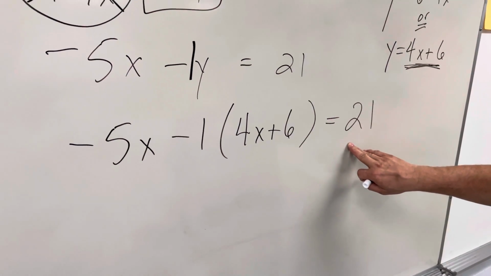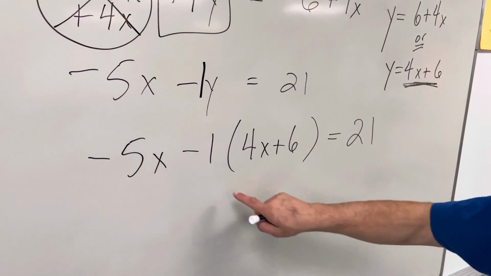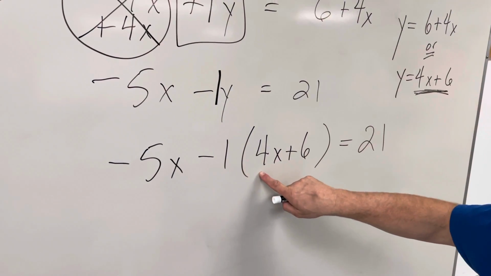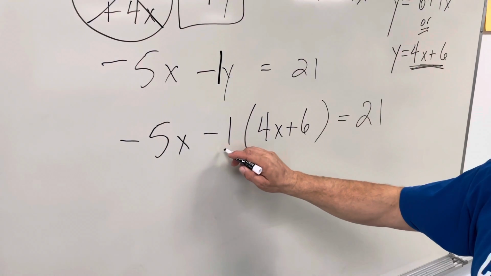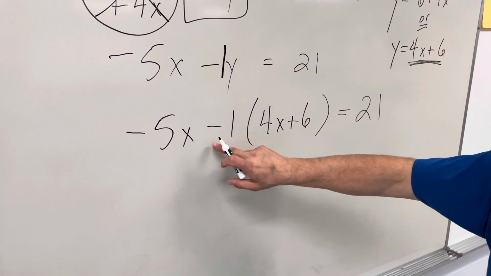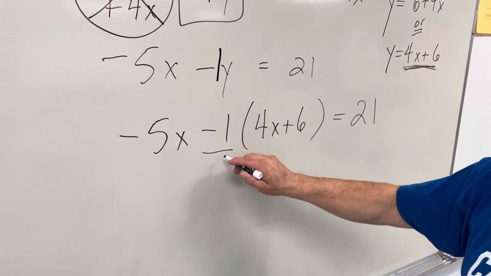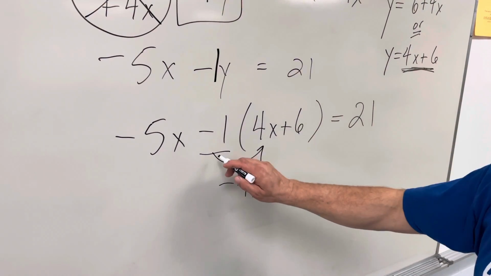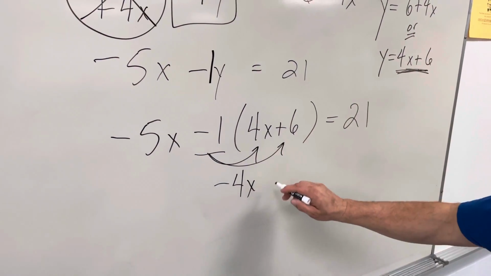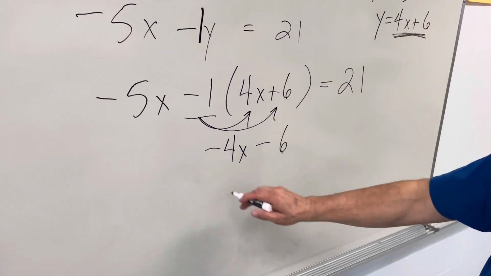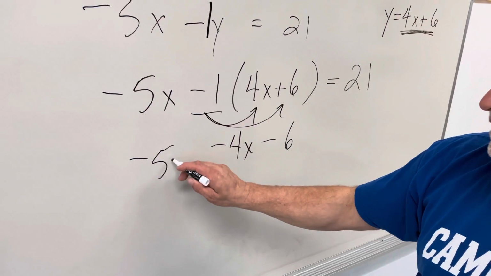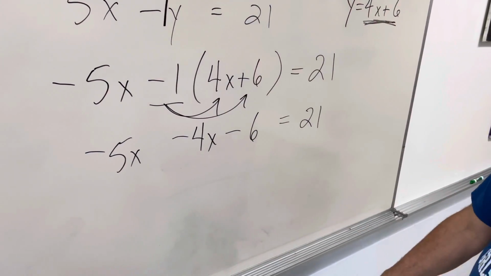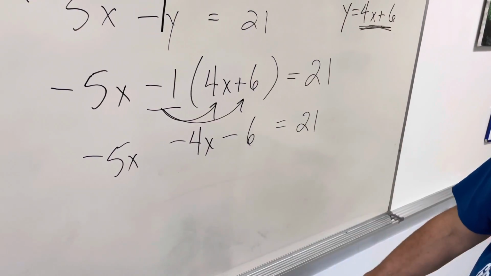Now, the trickiest part of this is that you must distribute a negative 1 here. This is a problem that I've seen over the years. A number of students just distribute 1 and not a negative 1. So a negative 1 times a positive 4x will give you the negative 4x, and a negative 1 times a positive 6 will give you a negative 6. Bring down your negative 5x, bring down your 21, and at this point we can combine like terms.